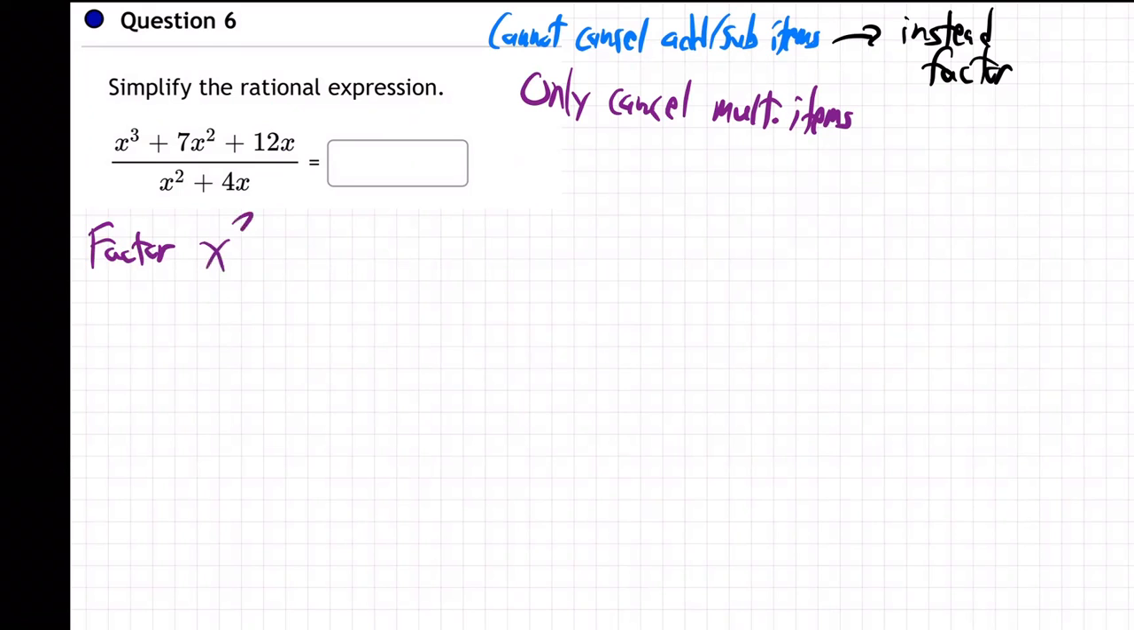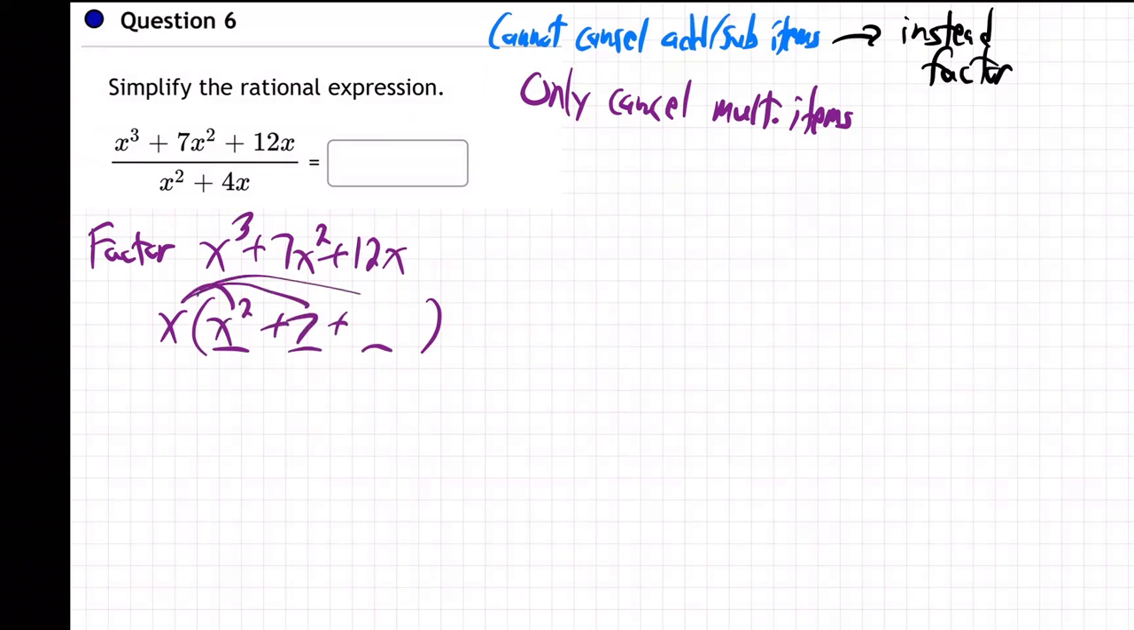How do we factor the top? x cubed plus 7x squared plus 12x. So how do we factor that? Well, first step in factoring is to take out what's in common, right? This will have 3 blanks here, plus signs in between. And x times x squared, x times 7x, and x times 12. That good so far? x times x squared is x cubed, x times 7x is 7x squared, x times 12 is 12x.